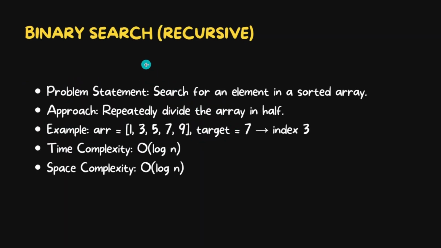Next is the binary search. It searches for an element in a sorted array. It repeatedly divides the array in half. For example, if the array is 1, 3, 5, 7 and 9 and we need to find the target 7, the result should be 3 since 7 is present at index 3. Time complexity is order of log n. Space complexity is also order of log n.